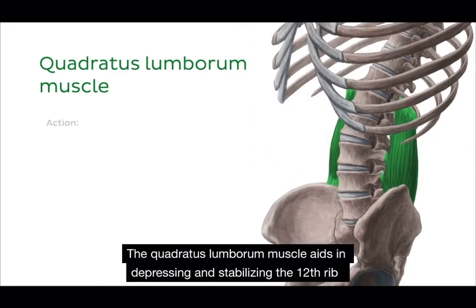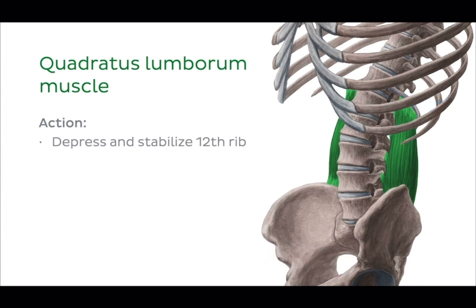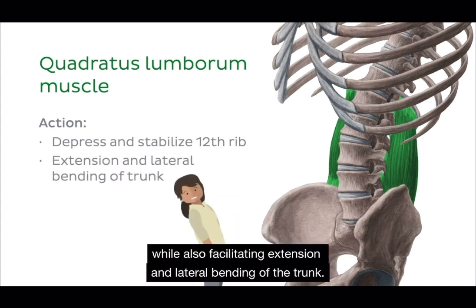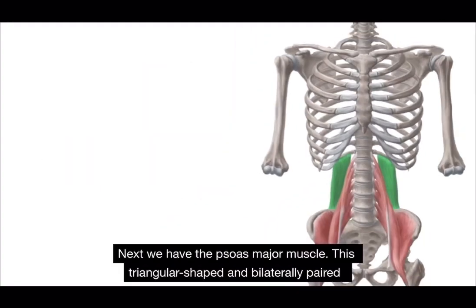The quadratus lumborum muscle aids in depressing and stabilizing the 12th rib, while also facilitating extension and lateral bending of the trunk. Next, we have the psoas major muscle.